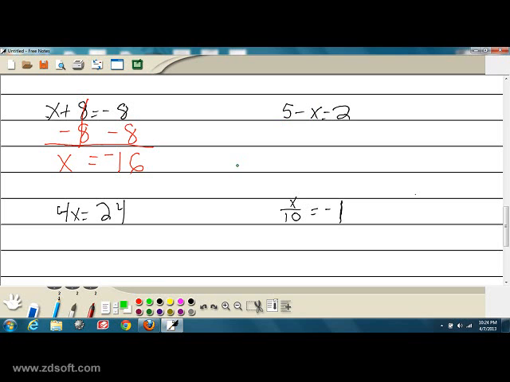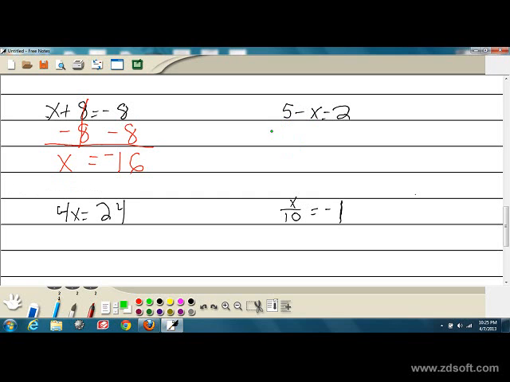5 minus x is equal to 2. Now this one's really simple. You can tell right off the bat it's 3. But just do the algebra way. So 5 minus x is equal to 2. This is maybe a little bit confusing. It's 5 minus x. So what is the 5 doing? Well, the 5 is not really doing anything. The x is being subtracted from the 5.